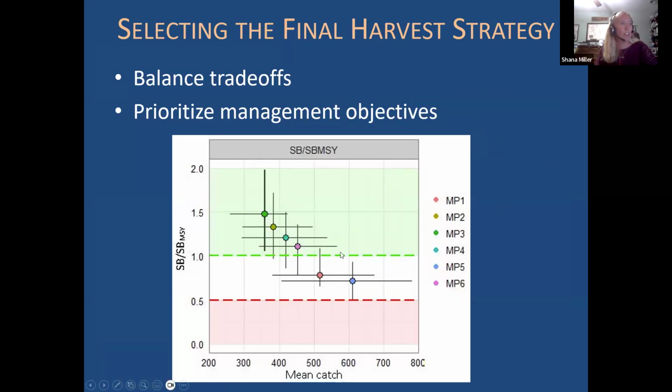So looking at these results, this is catch here on the horizontal axis and population size on the vertical axis. This is your target for biomass. And so we want to be above our target for biomass while maximizing catch. And so in this case, for example, we would choose this harvest strategy. And so this is the type of MSE result that one will review when selecting a harvest strategy.